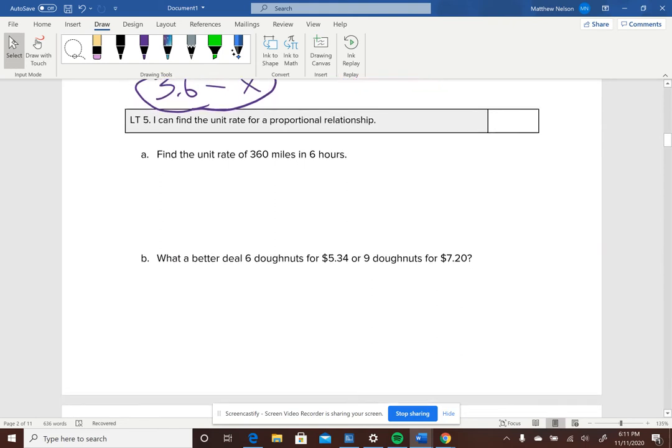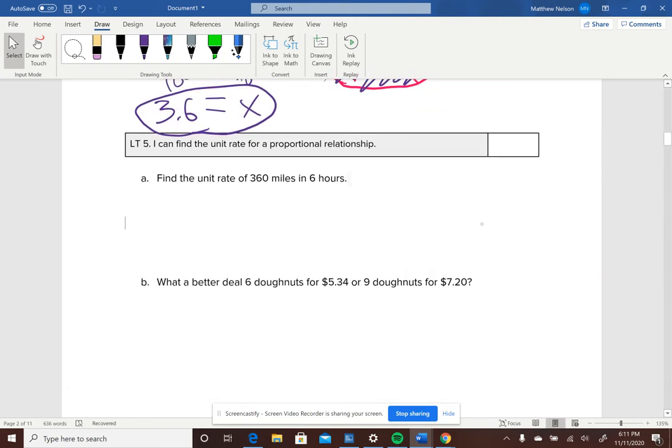Moving on to learning target 5. I can find the unit rate for a proportional relationship. All right. So proportional relationship again, which means I am going to have a ratio compared to a ratio. This time it is a unit rate. So I know I need to have my ratio over what? Over 1, right? It's going to be over 1 or per 1, right? Miles per hour, points per game, cost per pound.